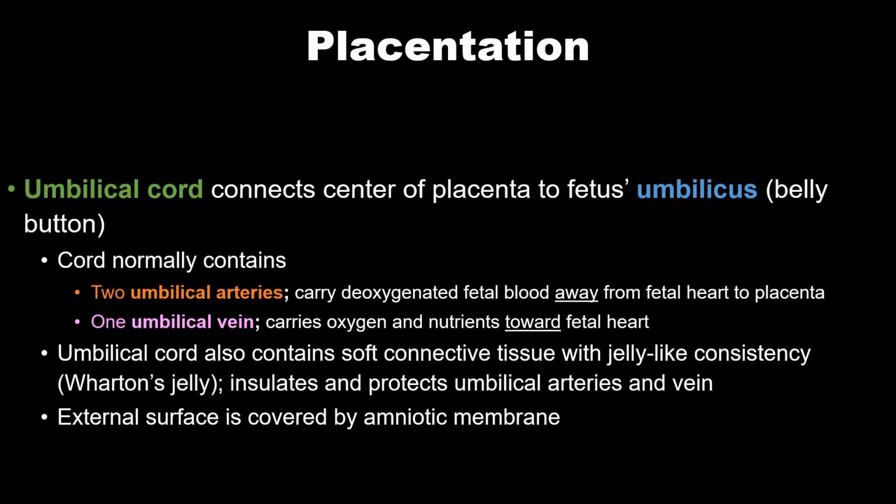Now, the umbilical cord also contains a soft connective tissue with a sort of jelly-like consistency. This is called Wharton's jelly. This insulates and protects these umbilical arteries and veins with its external surface only covered by the amniotic membrane.